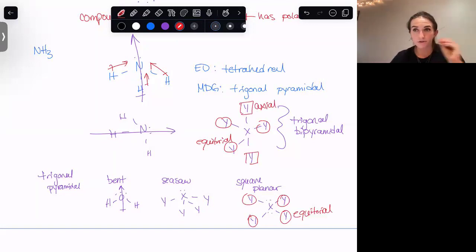The lone pairs are in the axial positions. In the seesaw, this one is in the axial position. I guess I should change that. This one is in the axial position, and then three of the other elements are in the equatorial position.